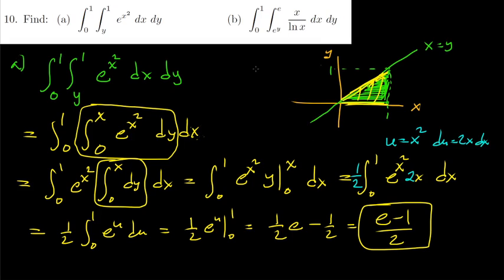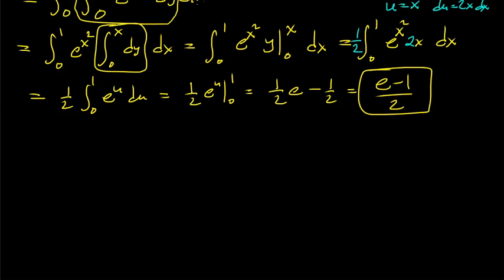Okay. So, yep, this had to be done by switching the order of integration. And if you notice in part B, it has to be done the exact same way. You're not going to be able to do it directly here, right? So let me just write down b very quickly. This is the integral from 0 to 1 of the integral from e to the y to e of x over log x dx dy.